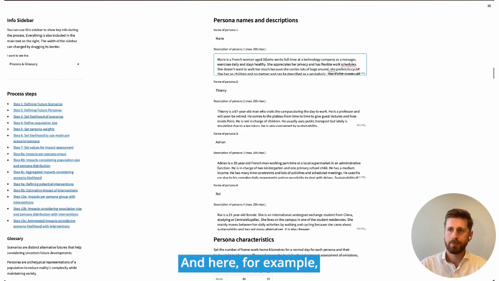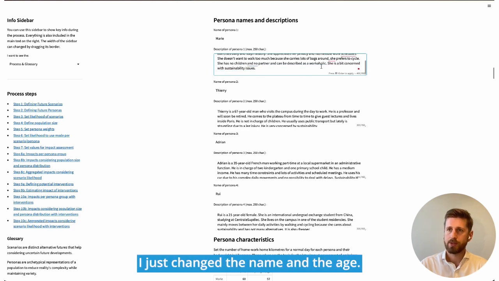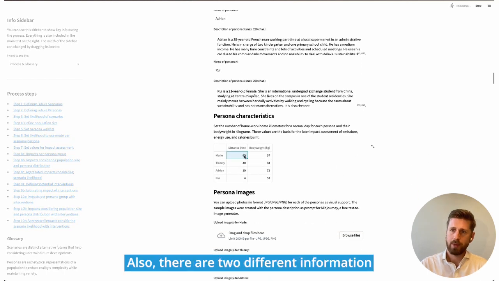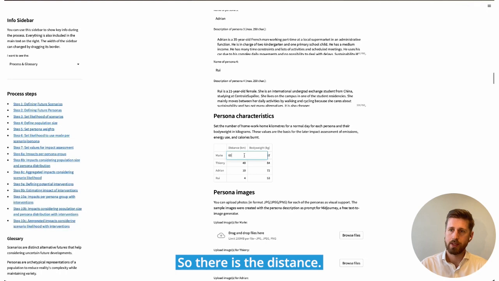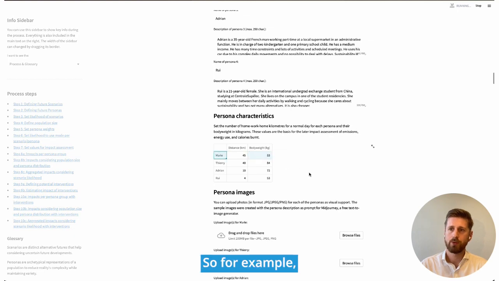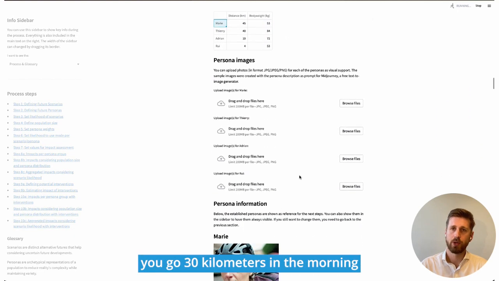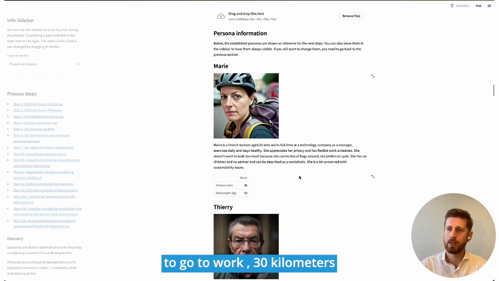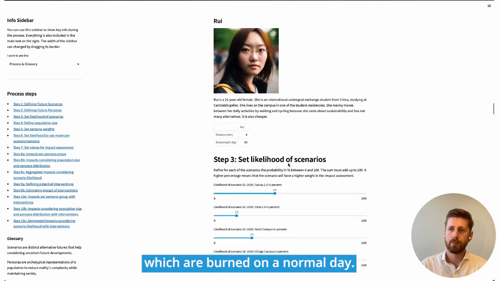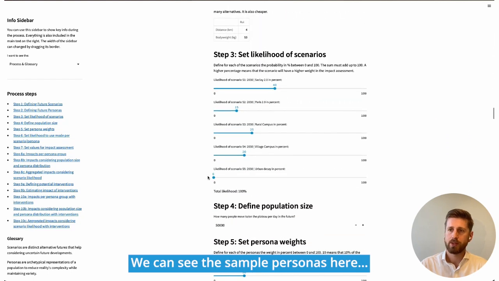All of that is pre-filled with sample data, but you can change it in whatever way you would like to. Then here, for example, I just changed the name and the age. Also, there are two different pieces of information which are quite crucial. So there is the distance. Distance is the total daily distance people move in one day. So for example, you go 30 kilometers in the morning to go to work, 30 kilometers back. And the body weight is the basis for the calculation of calories which are burned on a normal day. See the sample personas here.